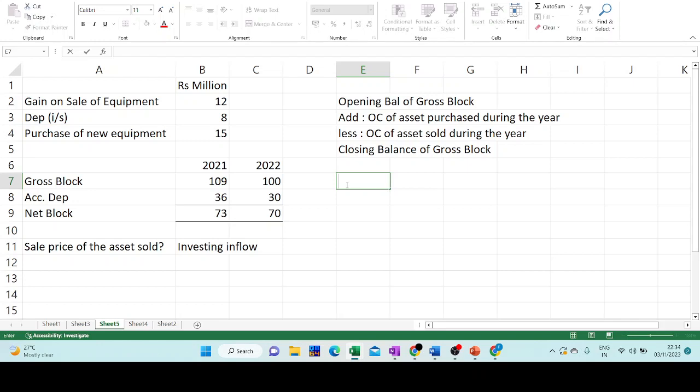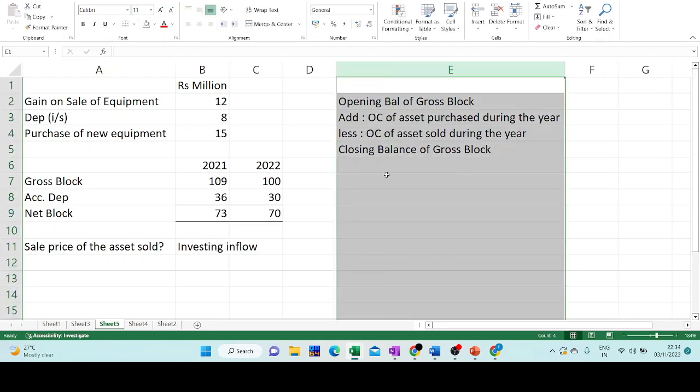Okay, so the basic idea is, guys, that every time the company charges depreciation on the income statement, the accumulated depreciation account increases by the same amount, right? And guys, how do we reconcile the opening and the closing balances of the accumulated depreciation account? Please understand this as well.